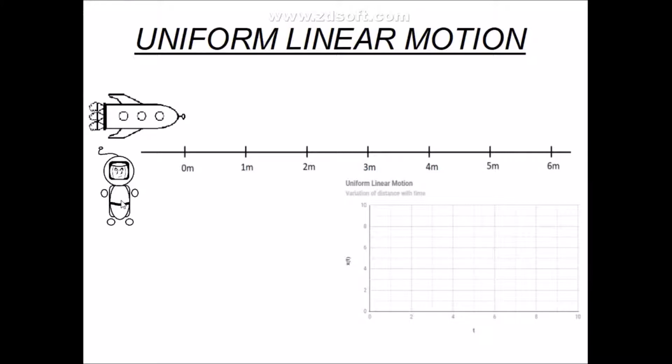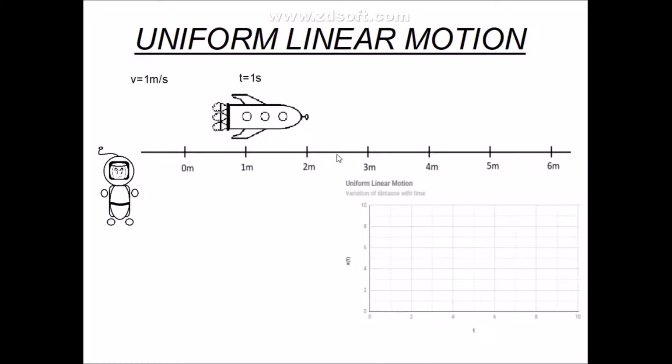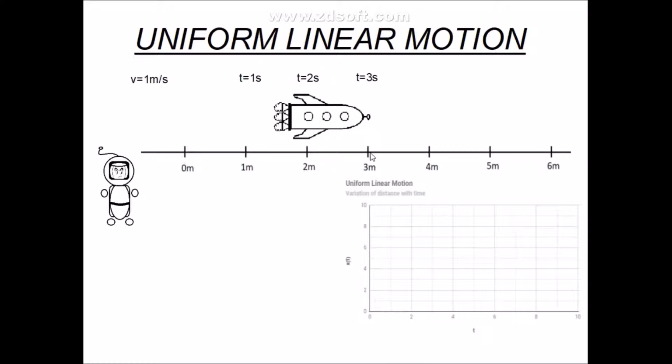At first, he makes his rocket go at a constant speed of 1 meter per second to the right. This means that for every second that passes, it moves 1 meter, like this. So, at second 1, the rocket has advanced 1 meter. At second 2, it will have advanced 2 meters. At second 3, it will be 3 meters. And so on.